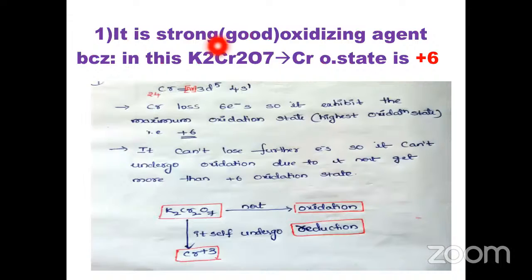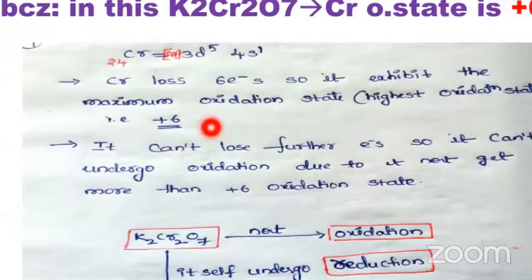K2Cr2O7 is a strong oxidizing agent because if you calculate the oxidation state of chromium in K2Cr2O7, we get +6. Chromium's atomic number is 24, and its outermost electronic configuration is 3d5 4s1. Here the chromium has lost 6 electrons, so it exists in its maximum, highest oxidation state, that is +6.